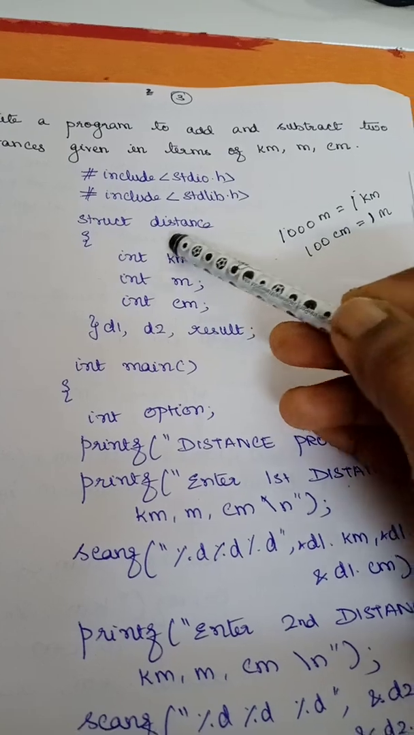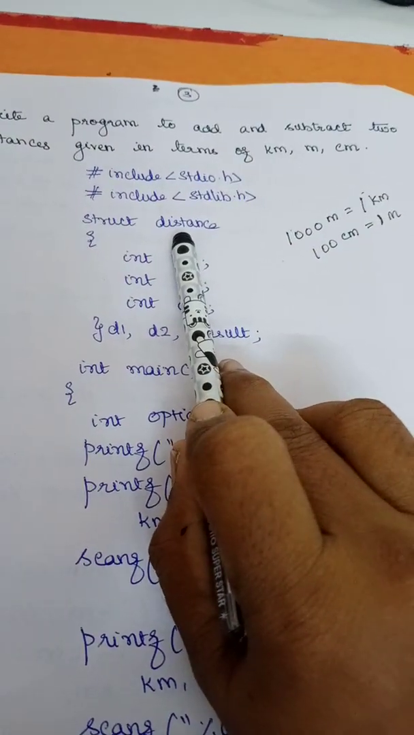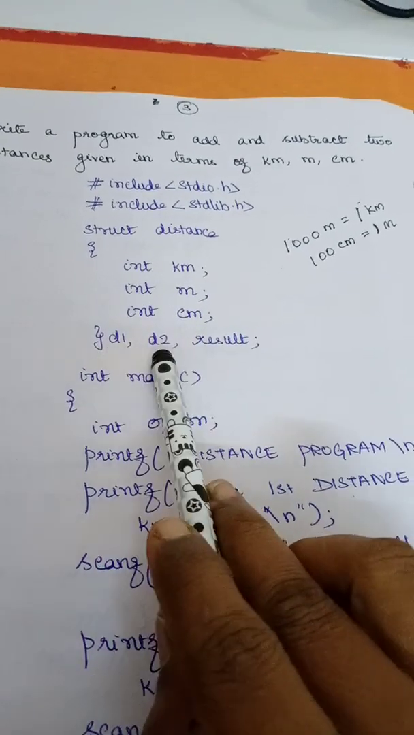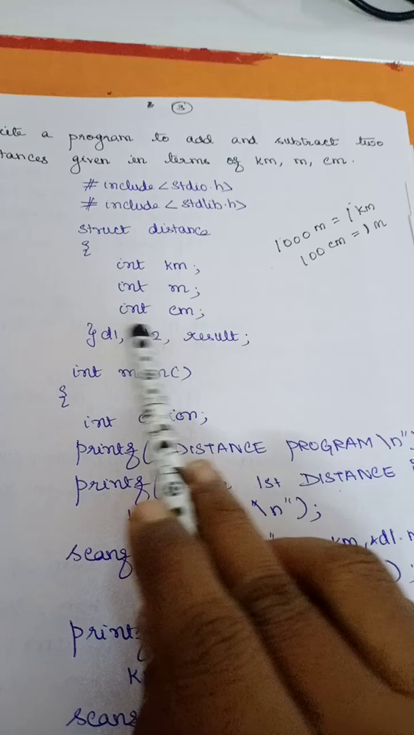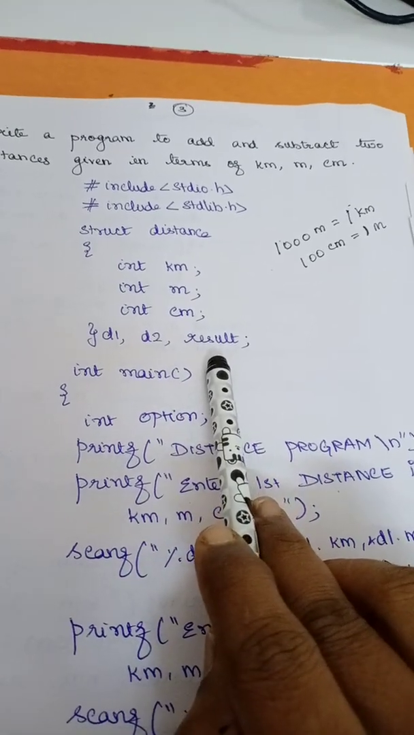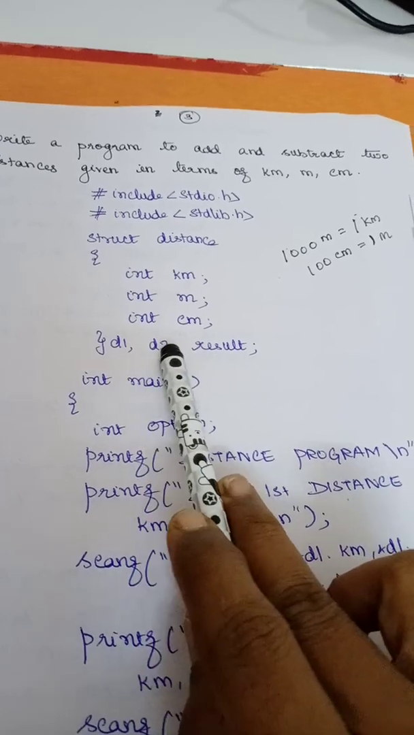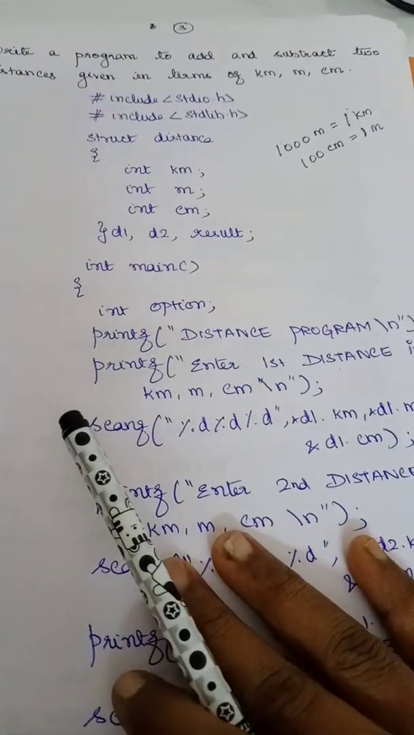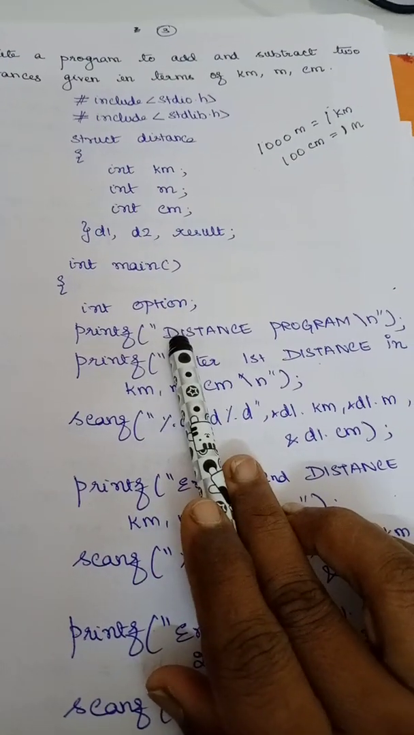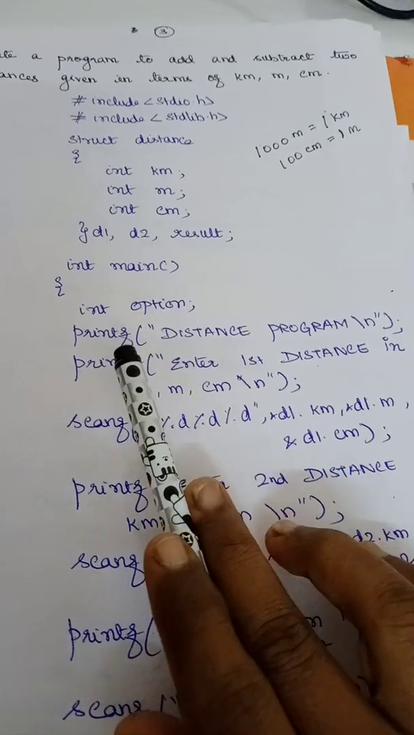So I have declared all these things to be the members of a structure called distance. And I have declared three structure variables here. What are the three variables? D1, D2 and result. In the result, I am going to store the addition or subtraction of these two distances. So here also I am going to get an option, whether I want to do addition or subtraction.